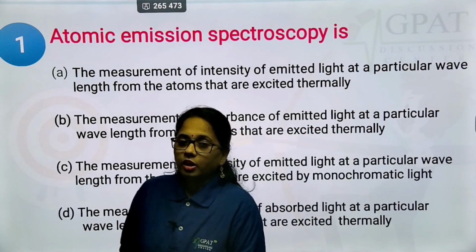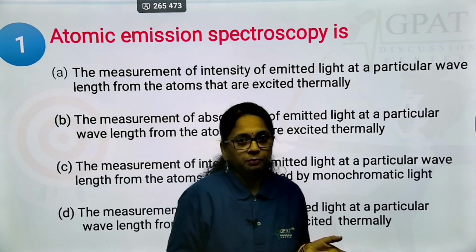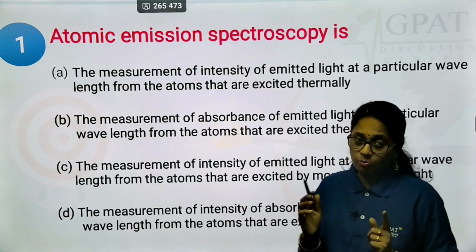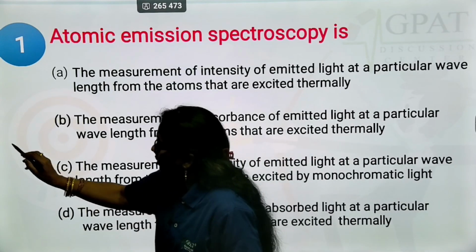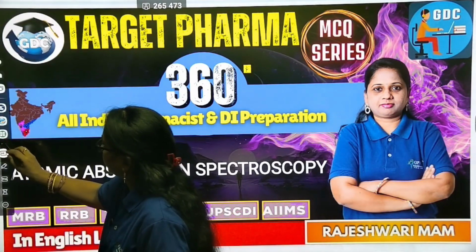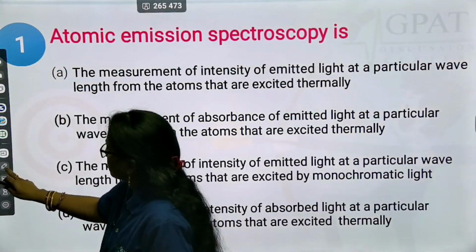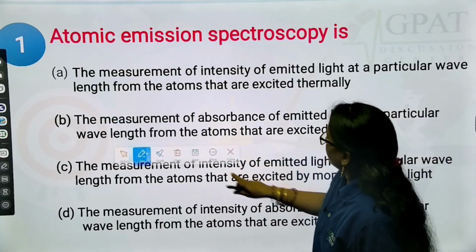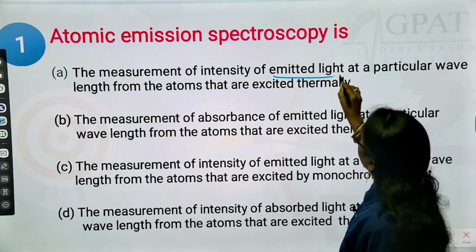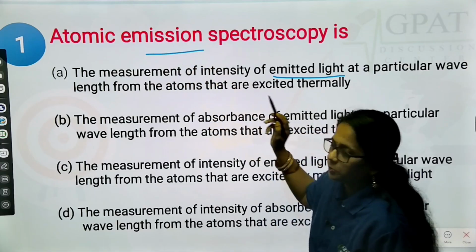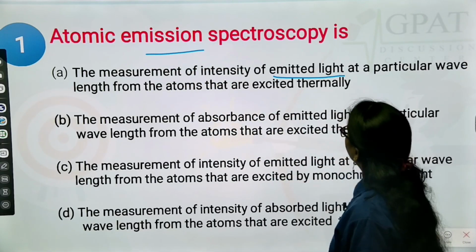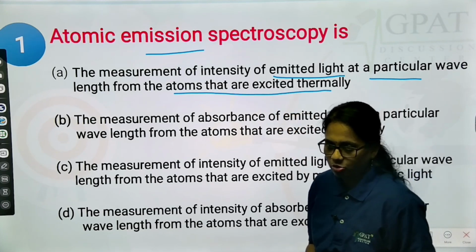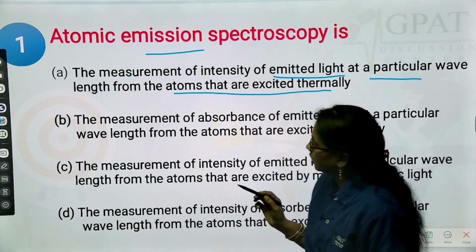First of all, you should know the difference between atomic absorption and atomic emission. Okay, so the first question is related to atomic emission spectroscopy. They are asking, what is atomic emission spectroscopy? If you observe the options, let us see. The measurement of intensity of the emitted light. Emission spectroscopy means emitted light only at a particular wavelength from the atoms that are excited thermally. So by looking, the statement looks correct.